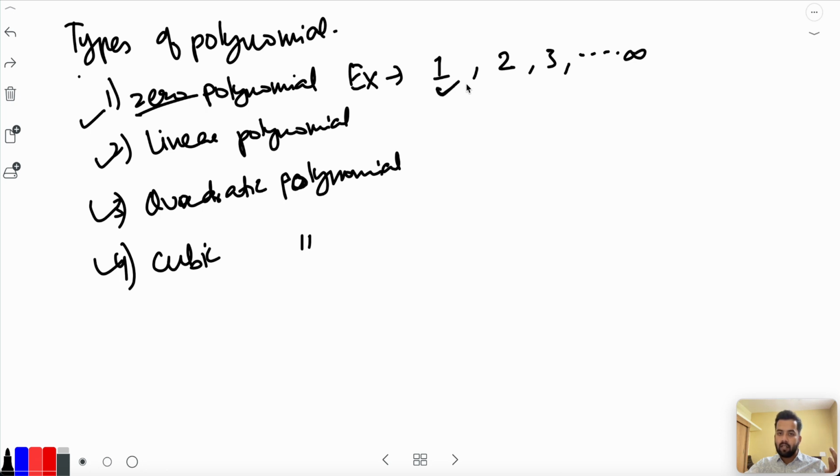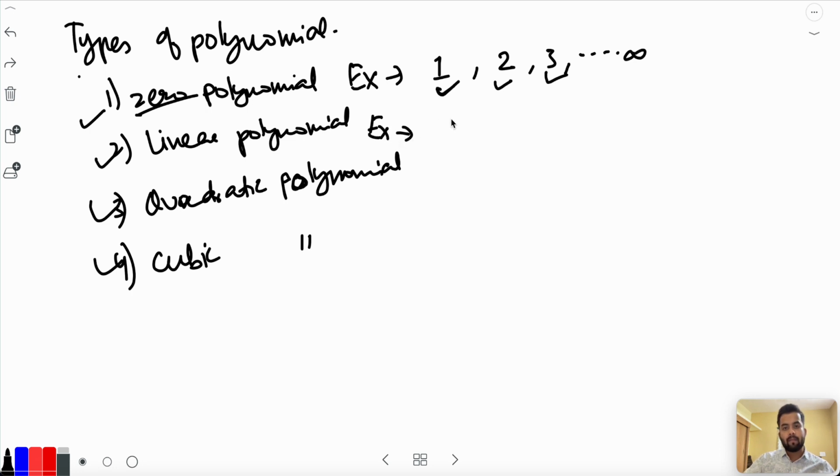See, 1 is a zero polynomial, 2 is a zero polynomial, 3 is a zero polynomial, or any constant number is a zero polynomial. I will let you know why we take constant values as zero polynomial, okay? Many of you know this already, but I still have to explain everything, whether it is an easy one or a tough one. Now take a linear one.